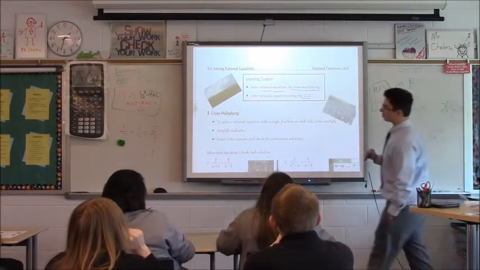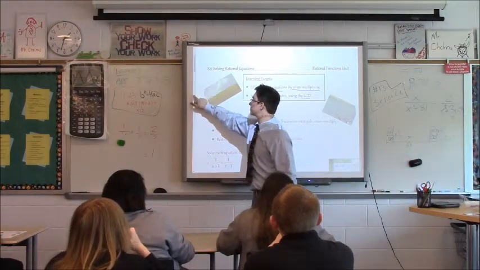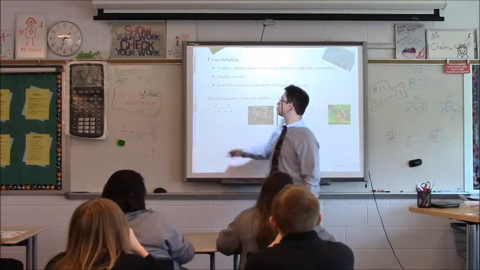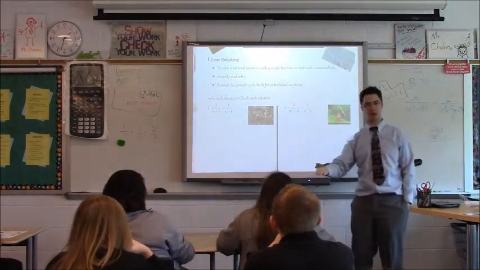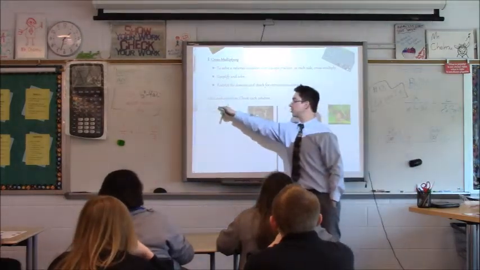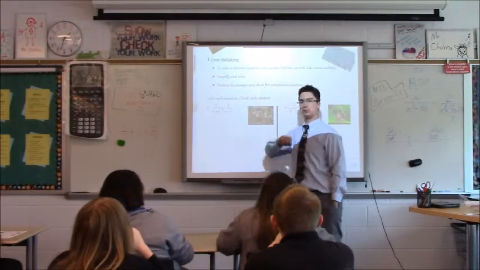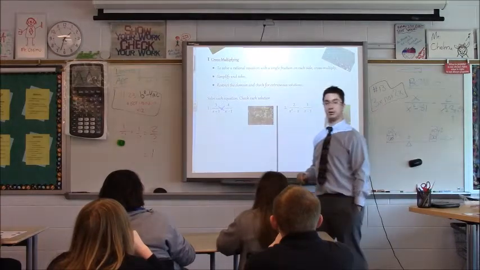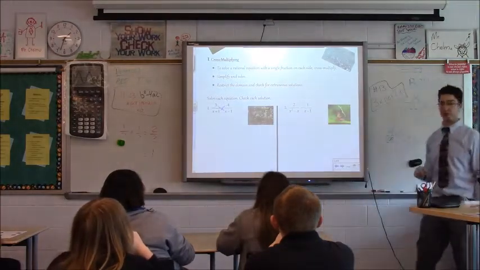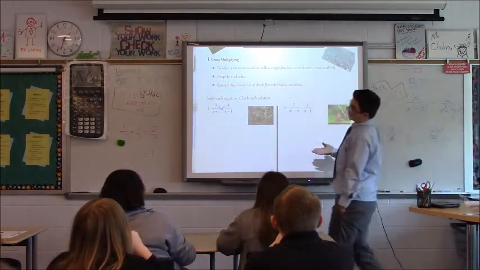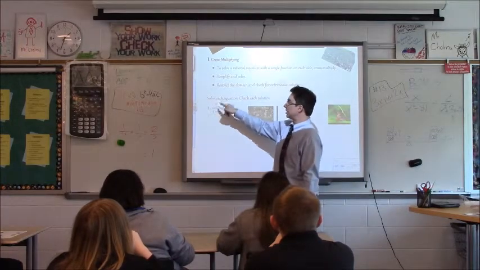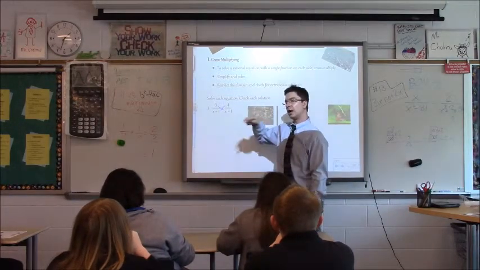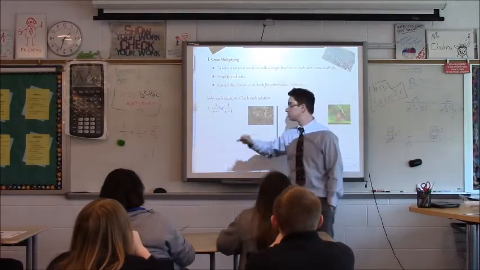So let's talk about cross multiplying right off the bat. When we talk about cross multiplying, we talk about taking the numerator of one fraction and multiplying across by the denominator of the other fraction. And then the same with the other numerator and denominator. So if we wanted to set this up, if we wanted to multiply 3 times x minus 1, how would we write that? 3x minus 1.